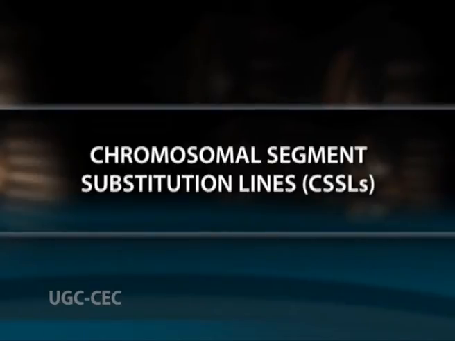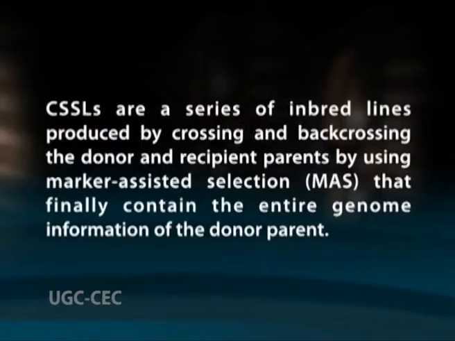Next is chromosomal segment substitution lines or CSSLs. Chromosome segment substitution lines represent a powerful method for precise quantitative trait loci detection of complex agronomical traits in plants. CSSLs are a series of inbred lines produced by crossing and backcrossing the donor and recipient parents by using marker assisted selection or MAS that finally contain the entire genome information of the donor parent.